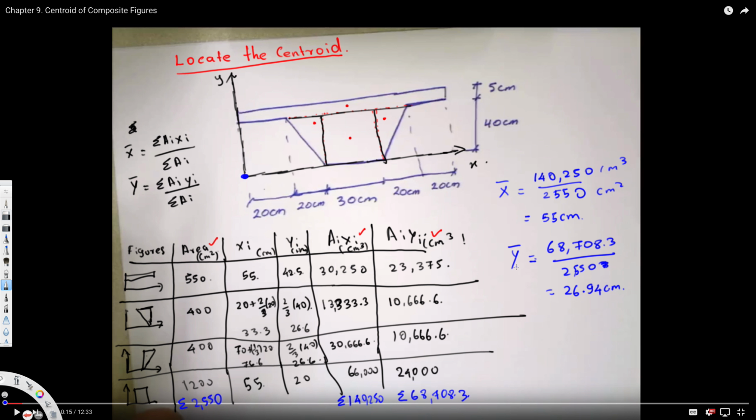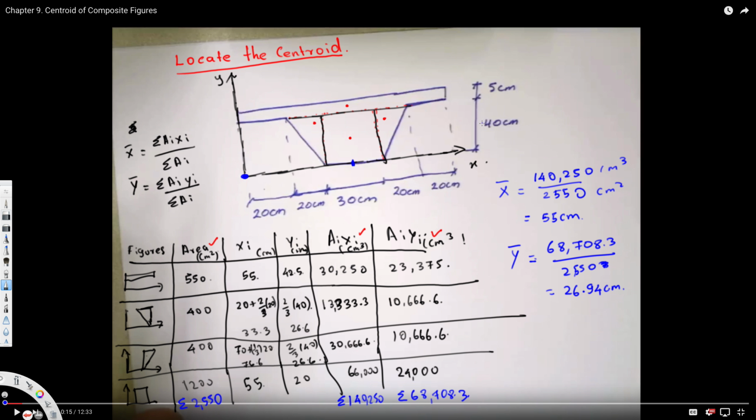So let's look at these values in this picture. From this solution, we have found out that 55 centimeters is the x bar. So it's going to be exactly the middle of this object, because we have calculated the total distance is 110 centimeter. So 110 centimeter divided by 2 is going to be 55. That's what we are getting here, x bar. So it's going to be exactly in the middle. So let's say it's here, and y bar is going to be 26.94 centimeter.